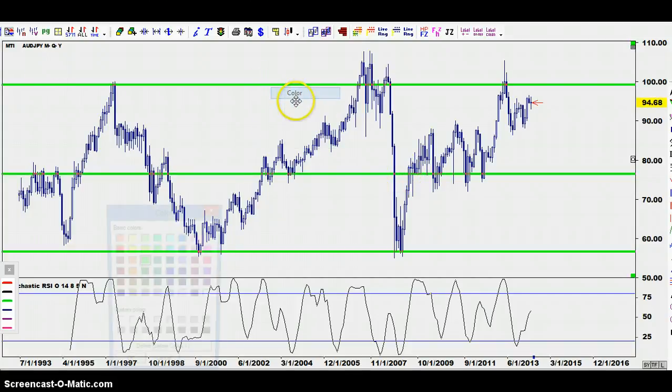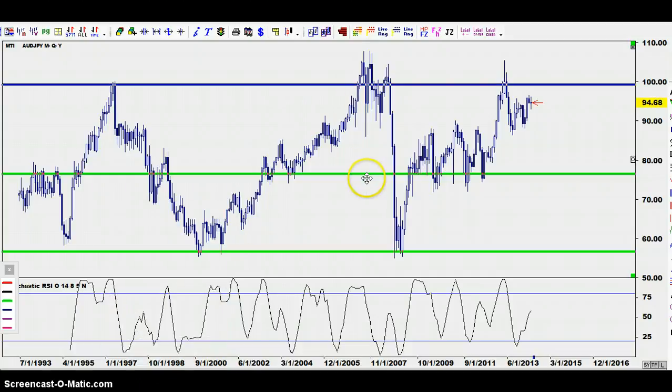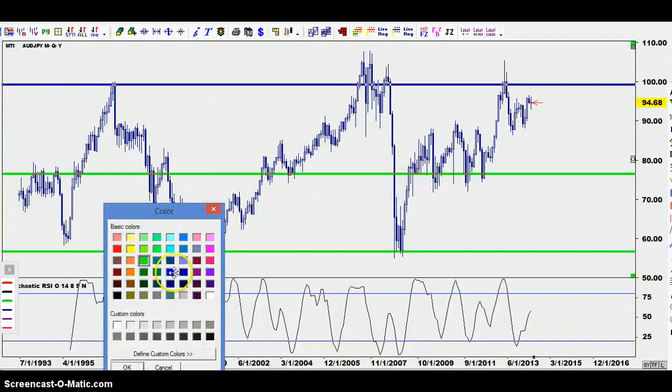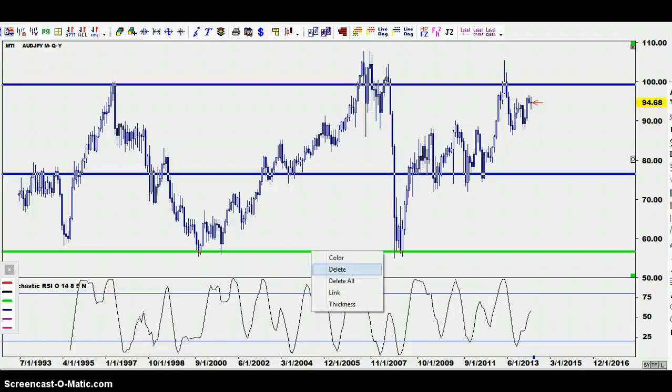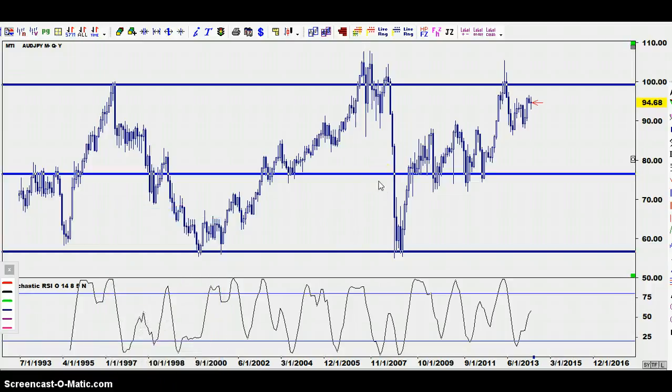Let's change the colors. I should have changed it from the beginning. Apologies for that, guys. And when you look at a chart, you need to make sense of it, and if it makes sense for you, then it becomes easier to read. Okay, so you can see that it's in a range.